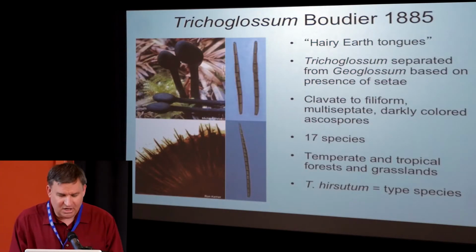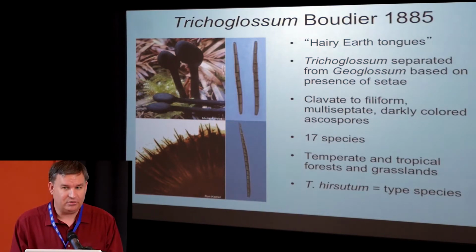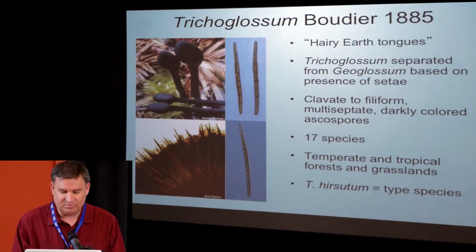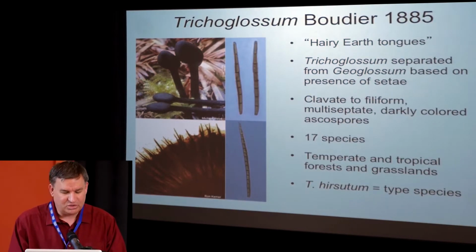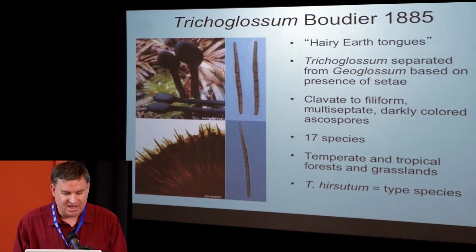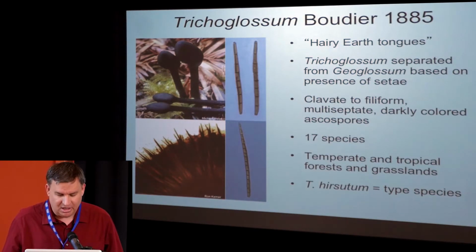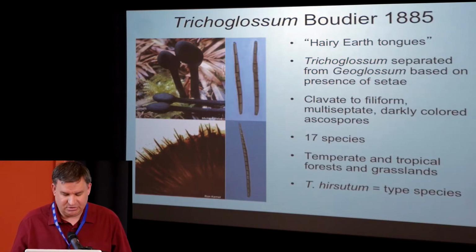Trichoglossum is what Vince refers to as the hairy earth tongues. Many of you know these because they're separated from Geoglossum based on the presence of setae, mostly along the stipe. They have these clavate to filiform, multiseptate, darkly colored ascospores. There's about 17 species in the genus. They occur in similar areas as Geoglossum, and the type species is hirsutum.